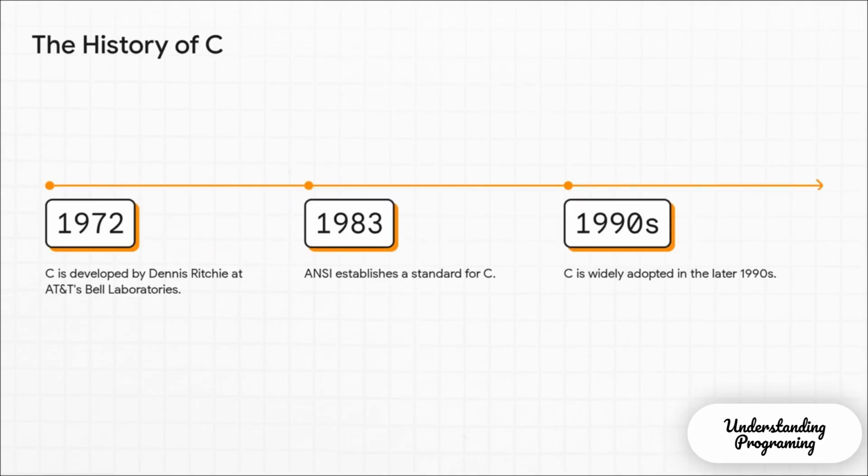Its story starts way back in 1972 with a guy named Dennis Ritchie at the legendary AT&T's Bell Labs. Then, to make sure everyone was speaking the same dialect of C, a standard was set in 1983, and that just led to this massive boom in the 90s. Its influence from that era is, believe me, still everywhere today.